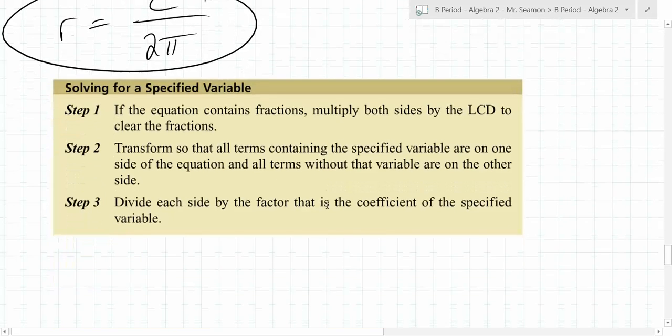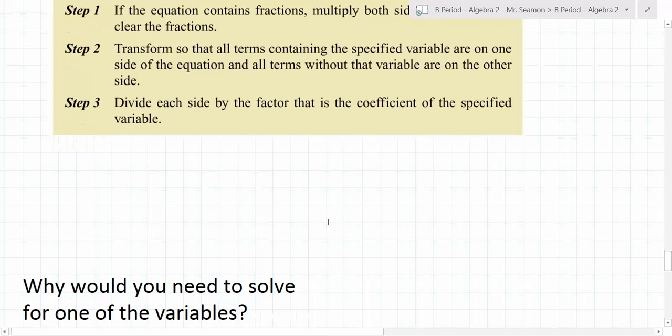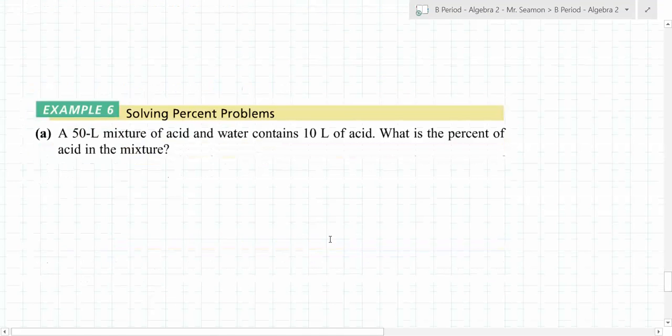So sometimes you're going to need to isolate. So what are you going to do? It's similar to what we just did before. You're going to get rid of fractions, put everything with the variable you want on one side, and then divide. Whee! It's a good time.